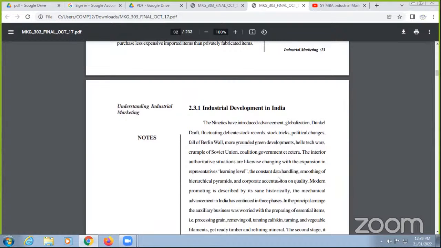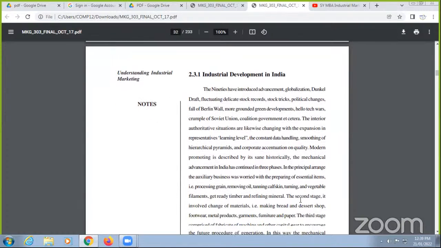Industrial development in India: the 90s have invoked advancement and globalization, along with stock indices, political changes, and coalition government criteria.